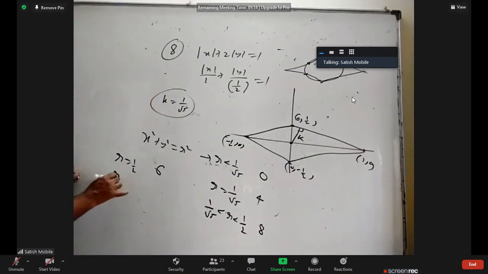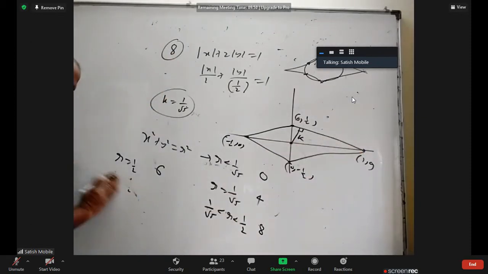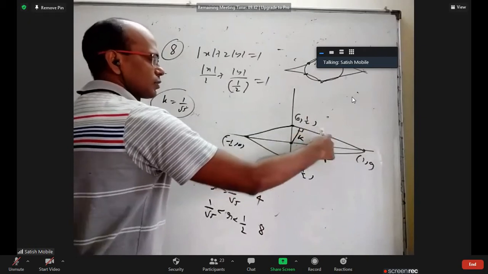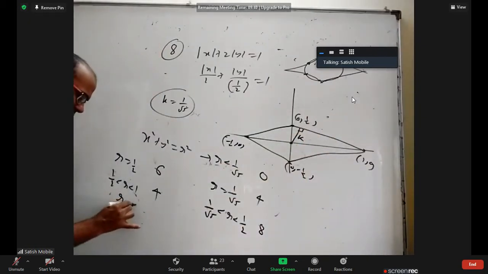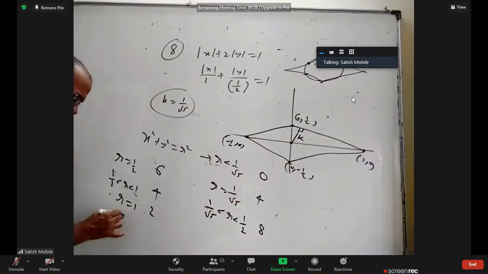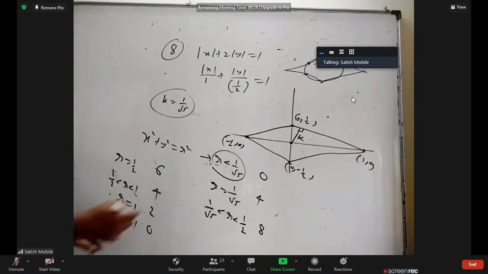And when radius is more than 1 by 2 but less than 1, I'll have 4 solutions. Imagine a circle like this, more than this, we'll have 4. When radius is exactly 1, there will be only 2 solutions, one is this and one is this. And when radius is more than 1, again there is no solution. So if you want no intersection at all, your radius should be less than 1 by root 5 or more than 1.